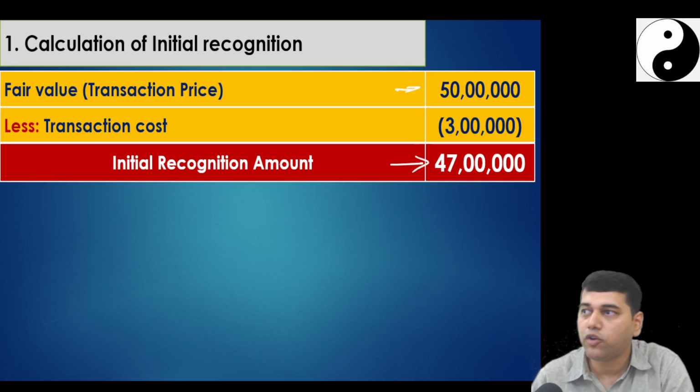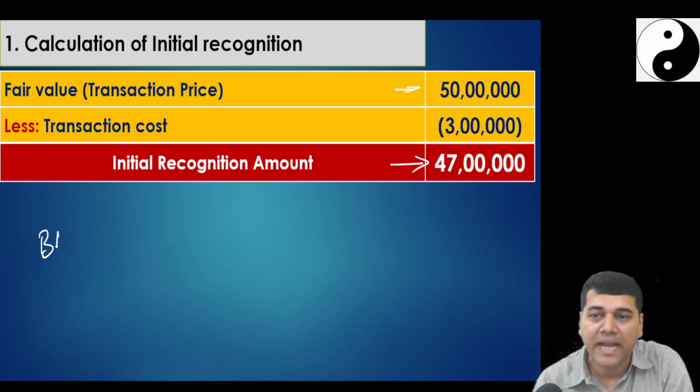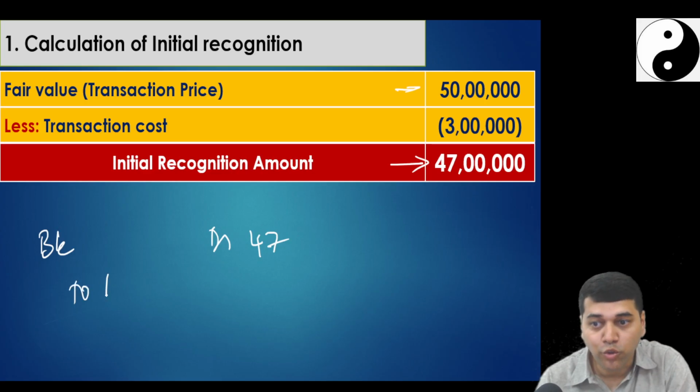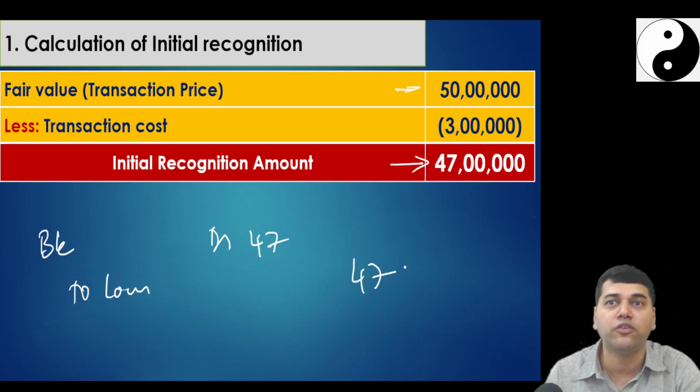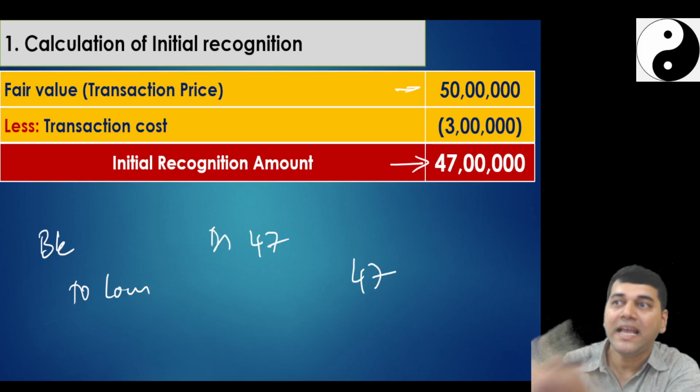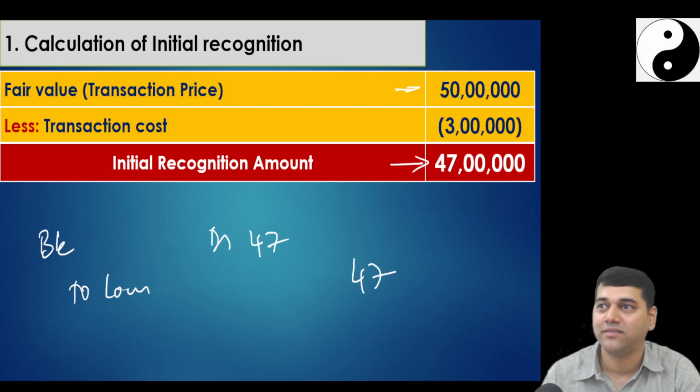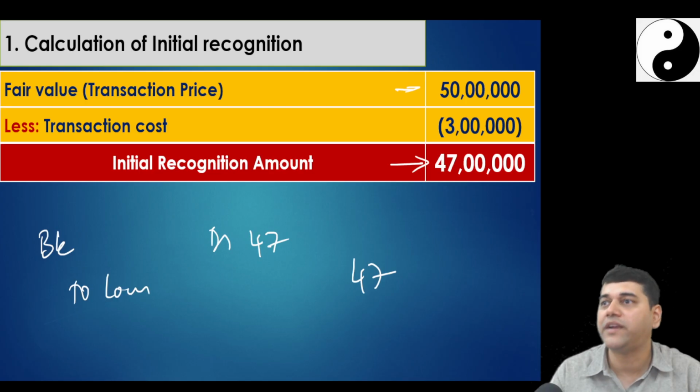And what accounting entry are you going to pass now? Bank account debit, how much? 47 to loan 47. But you say, sir, loan is not 47, loan is 50. No. We adjusted the transaction cost there. If you want, you can give a separate set of entries.